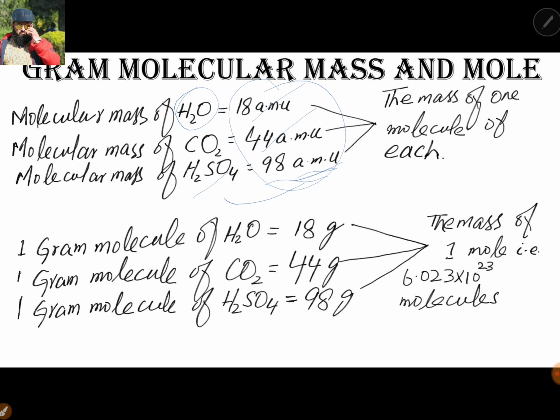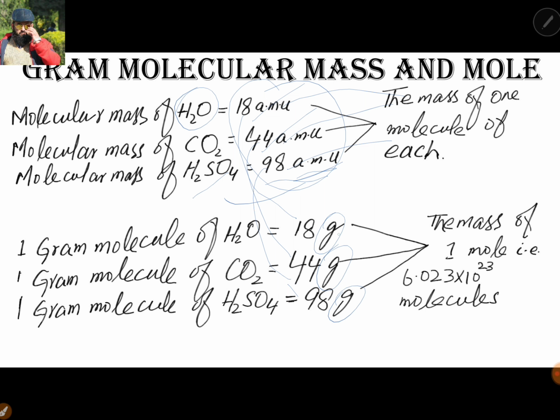Now numerically, if you take the same numerical masses, that is 18, 44, 98, but in grams, not in AMUs, you are taking the masses in grams with the help of analytical balance. So numerically, as these masses represent the same number of molecules, that is one molecule of each of these substances, you are increasing the mass in the same ratio. Instead of 18 AMU, you are taking 18 grams for water. Instead of 44 AMU for carbon dioxide, you are taking 44 grams of carbon dioxide.